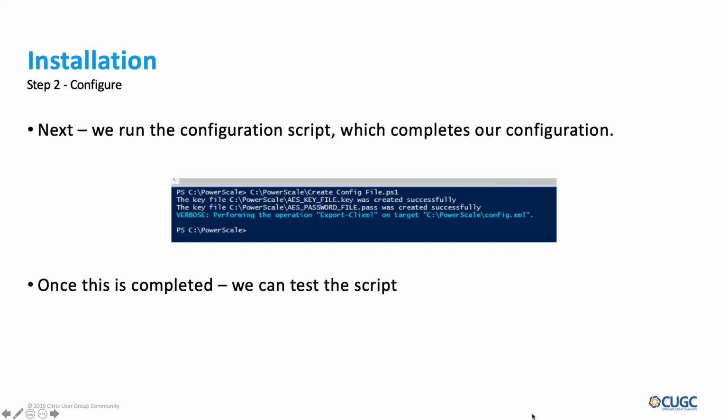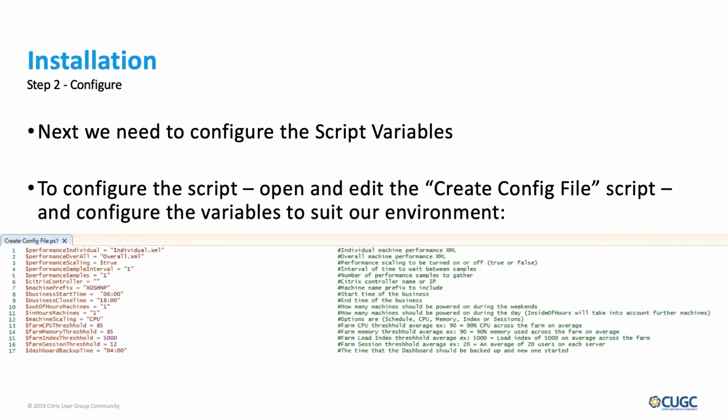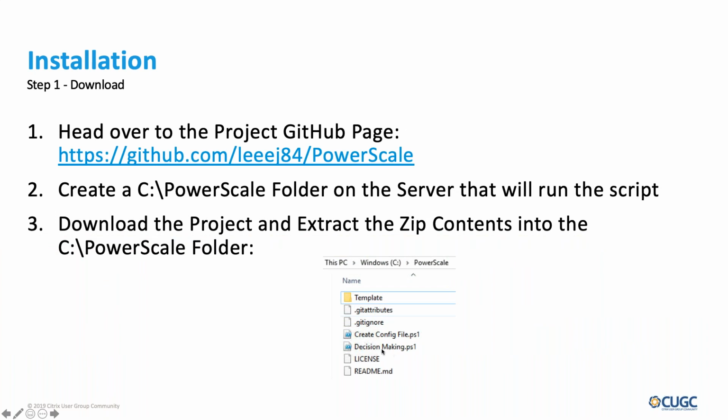Once we've put those variables in, it's just a case of running the configuration script. When that's done, it creates a key file and a pass file. Then it gives us a completed decision-making file, which I'll show you back here. You can see the decision-making file. Effectively, what that create config file has done is put the right information into that decision-making file and set everything up ready for us to run it.